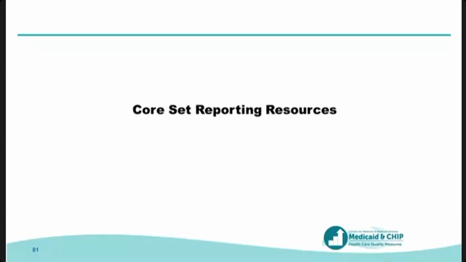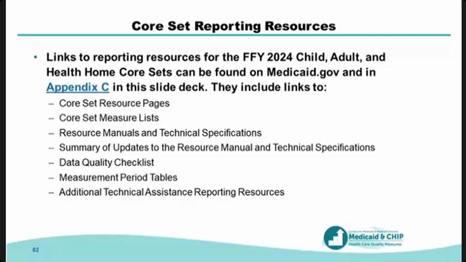We will now review some reporting resources that are available to you as you enter your data in the QMR system before we turn to questions. Reporting resources for the FFY 2024 core sets can be found on Medicaid.gov and in Appendix C of this slide deck. These resources include many helpful links, including measure lists, technical specifications, the data quality checklist, and measurement period tables.